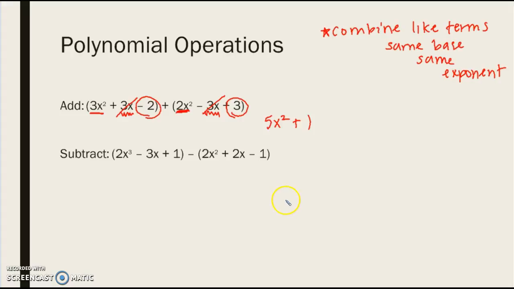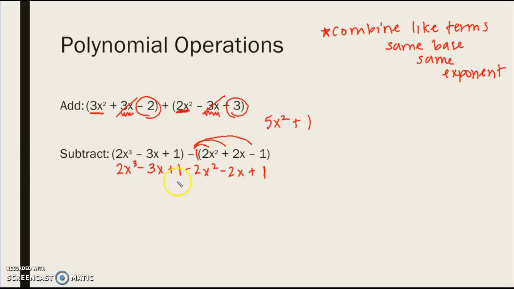When subtracting, the parentheses are important because I'm not just subtracting 2x squared, I'm subtracting this whole quantity. So I have to distribute this negative. Remember, out front, if nothing's written, that's an automatic 1. So I'm going to distribute a negative 1 to that entire parentheses. I'm going to bring my first one down: 2x cubed minus 3x plus 1. Negative 1 times 2x squared, just change it to a negative. This positive changes to a negative, and this negative changes to a positive.